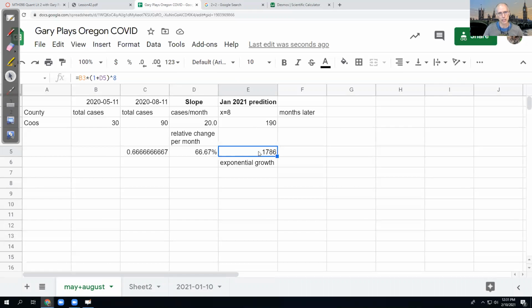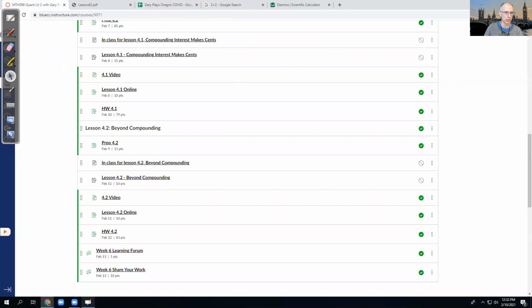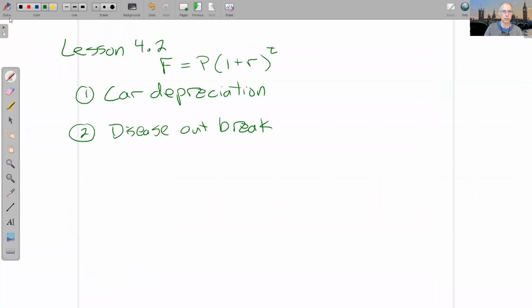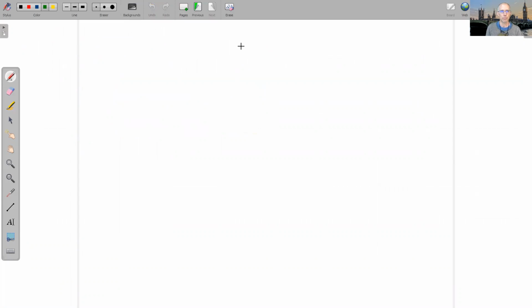So we're going to apply this same idea to a couple of other situations. All right, so where'd you go? There you are. So let's do the car depreciation first, and then we'll do the disease outbreak. So again, I'm focusing on the formula F equals P times 1 plus R to the T. And the situation here is I have a new car that costs $26,000.